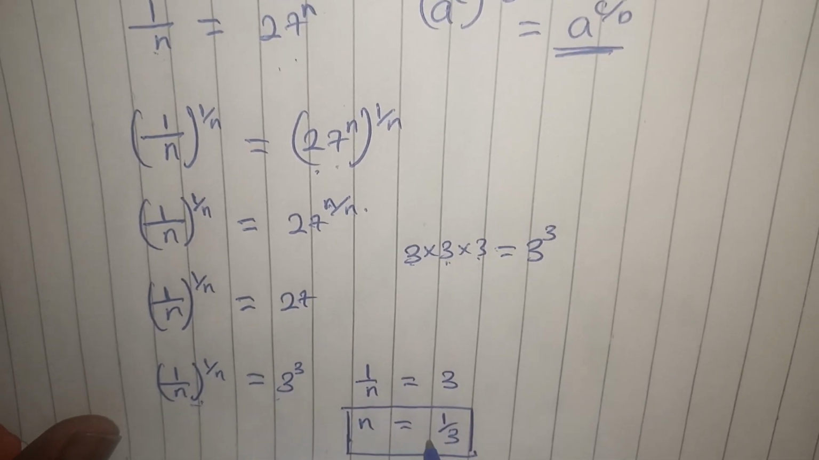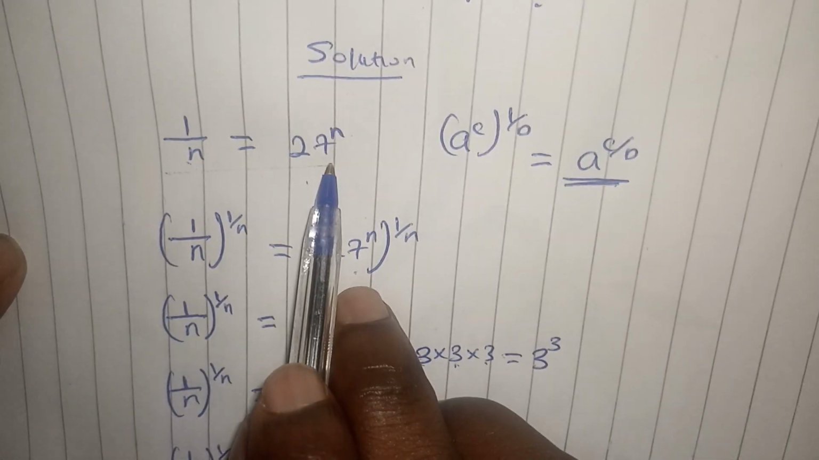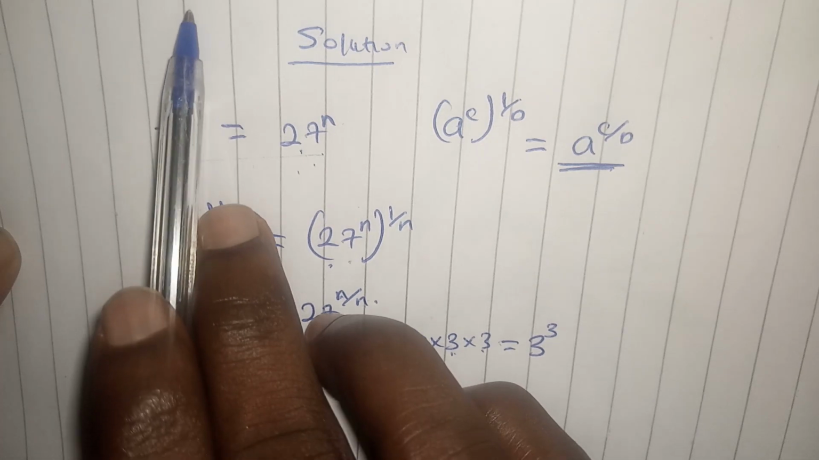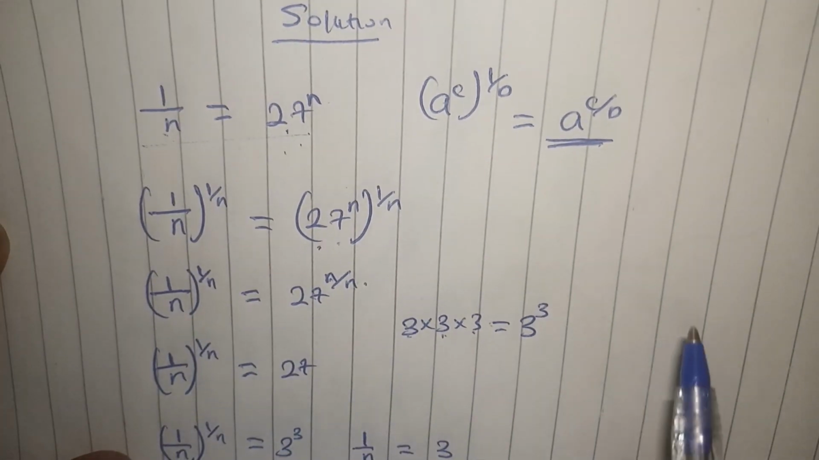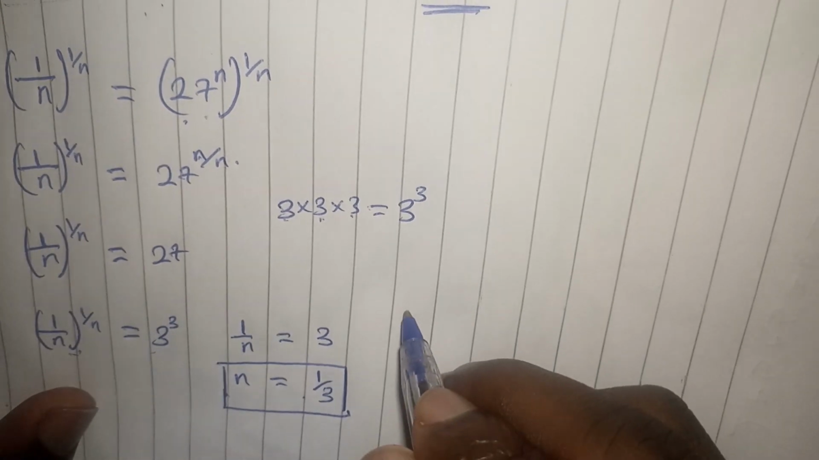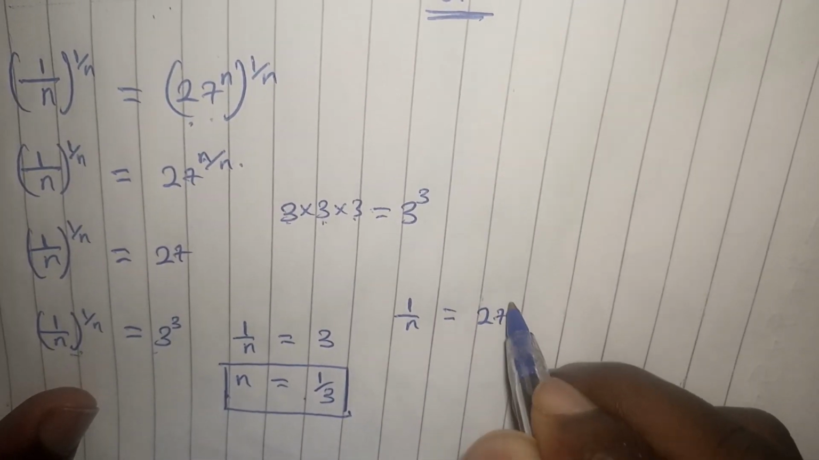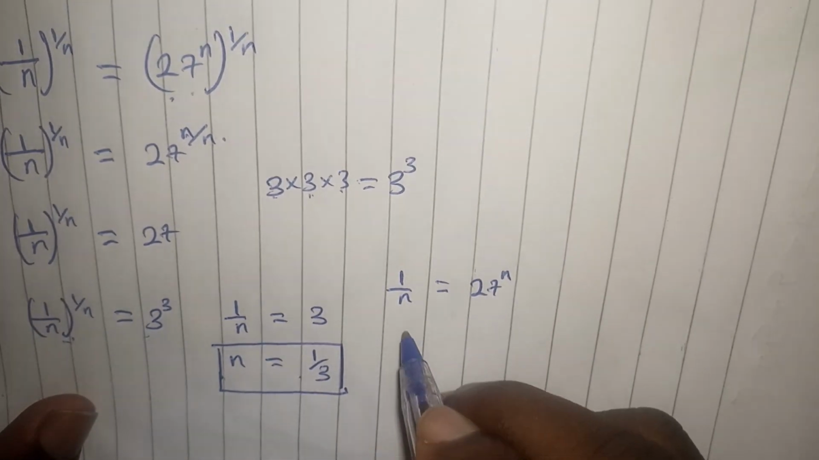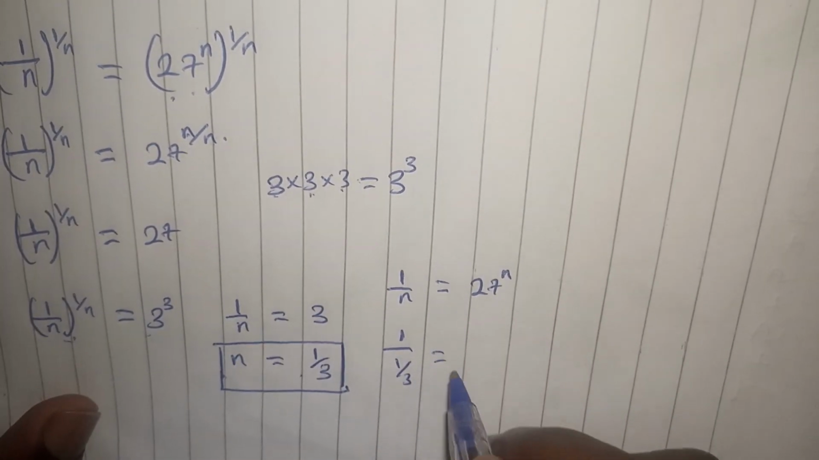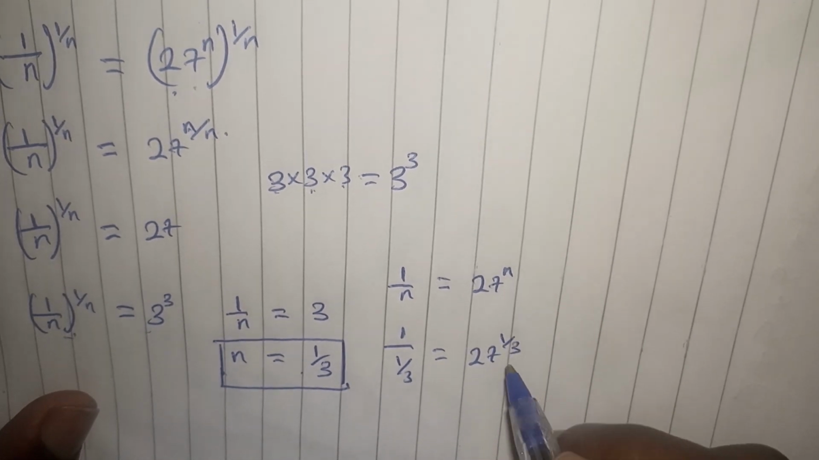If you substitute this value back in, we are going to have the same value on both sides. So quickly, we'll say 1 over n equals 27 to the power of n, where n is equal to 1 over 3. So we're having 1 over 3 in the denominator, which is equal to 27 to the power of 1 over 3.